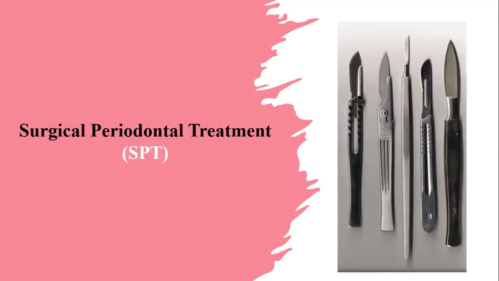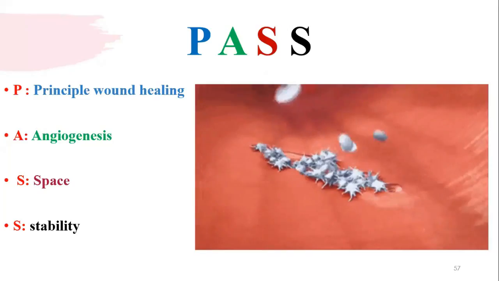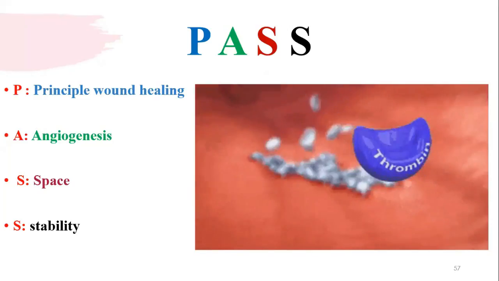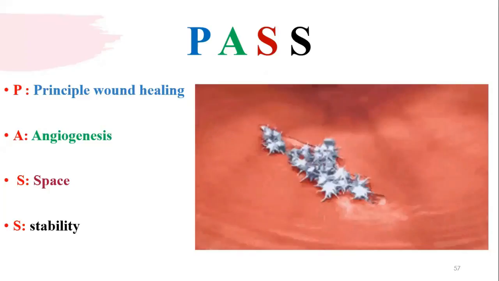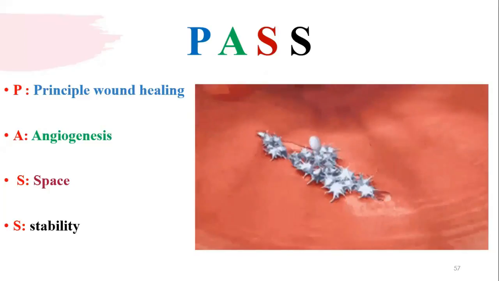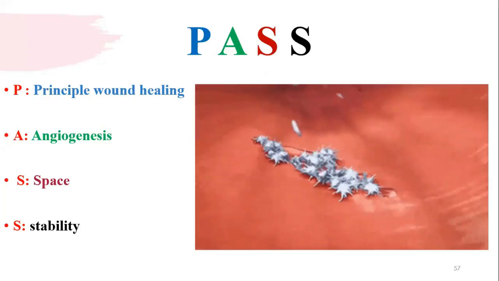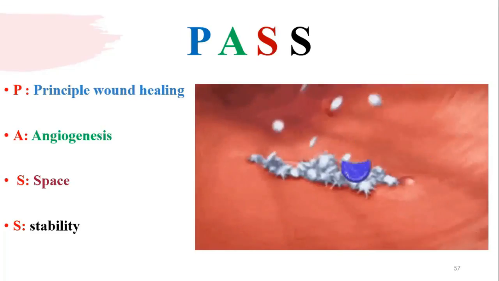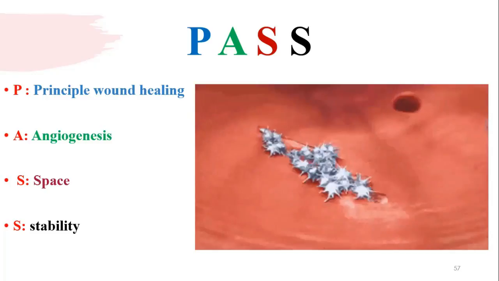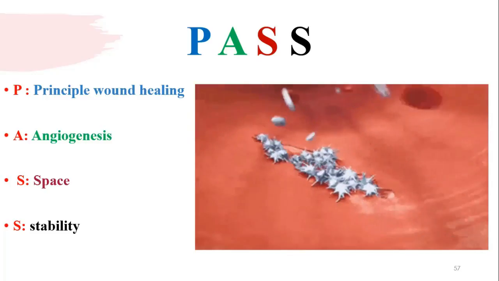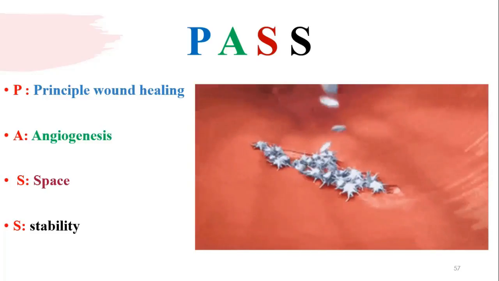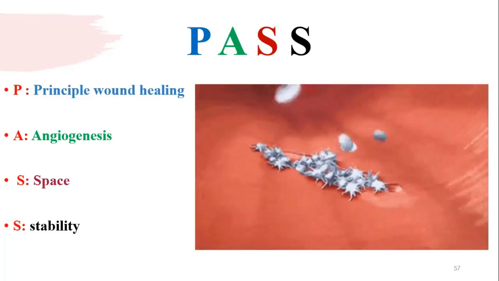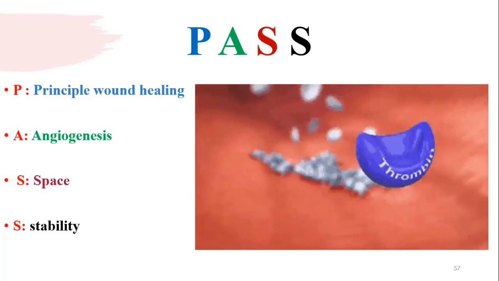Secondly, the surgical periodontal treatment. We can sum up the meaning of regeneration by using the word PAS. P refers to primary wound healing, A to angiogenesis, which is the formation of new blood vessels, S is the space, and the other S is the stability of the regenerative material, or stability of the blood clot or the membrane.